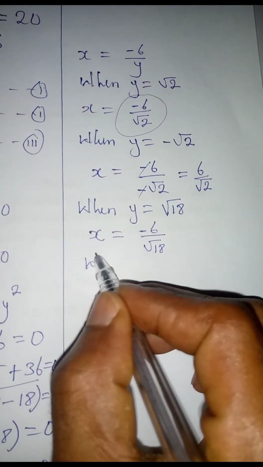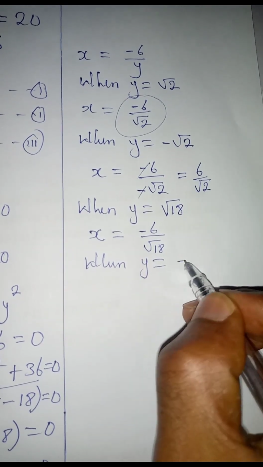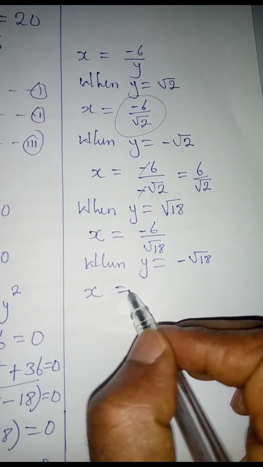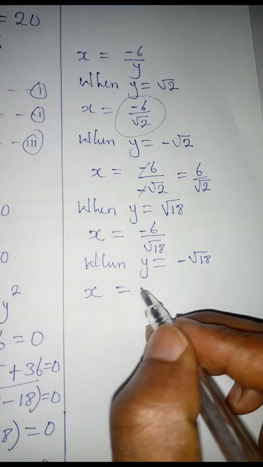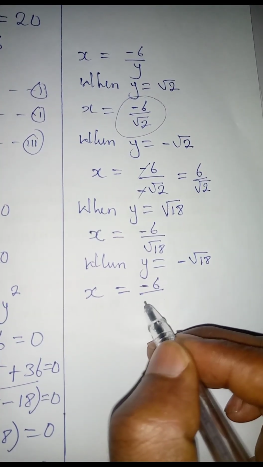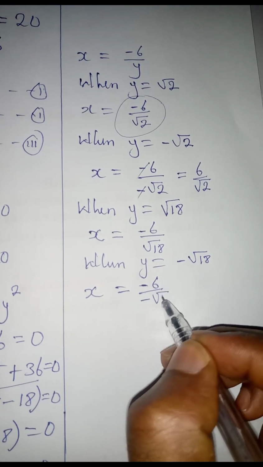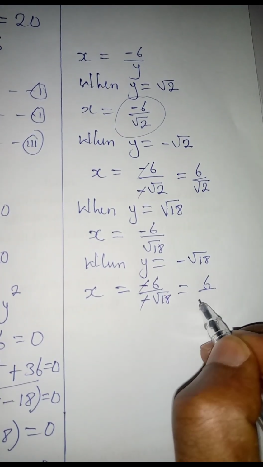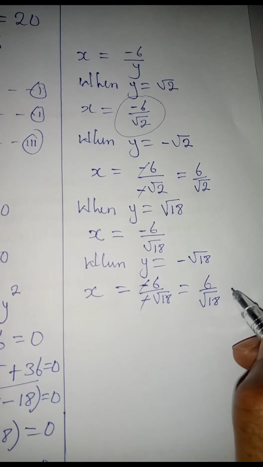Then what about when y is equal to negative square root of 18? Then x will now be equal to, this is very simple, minus 6 all over minus square root of 18. Negative cancels negative, and then we have 6 over square root of 18 as our value.